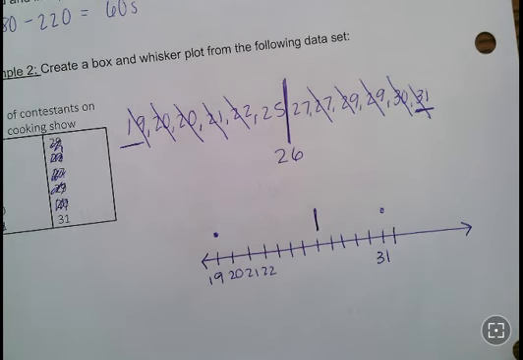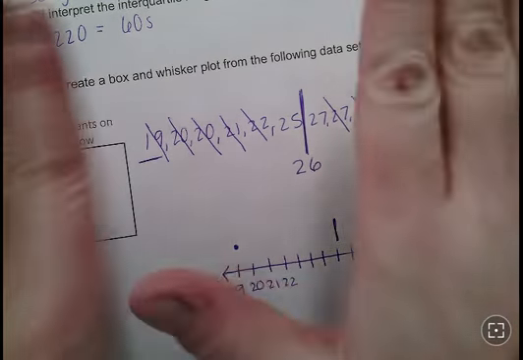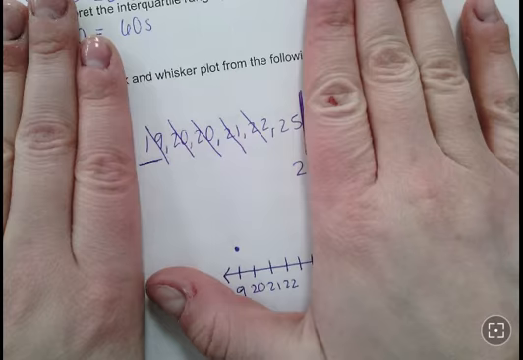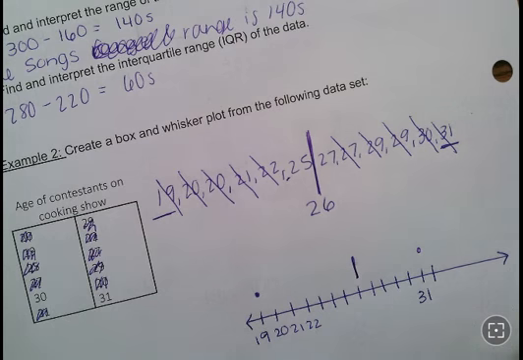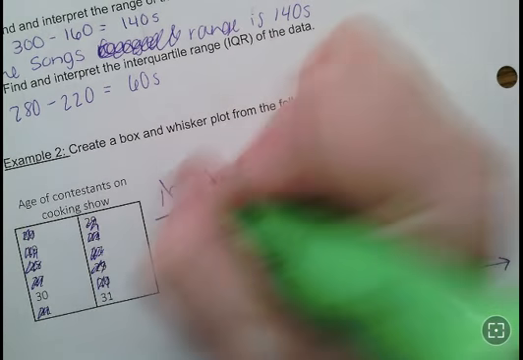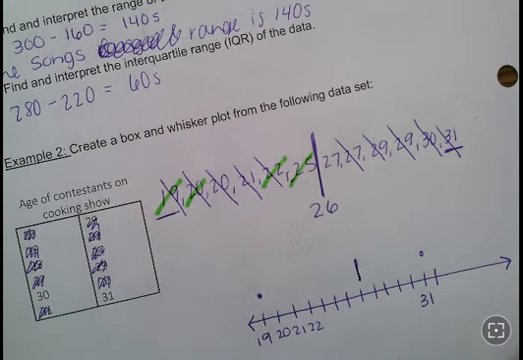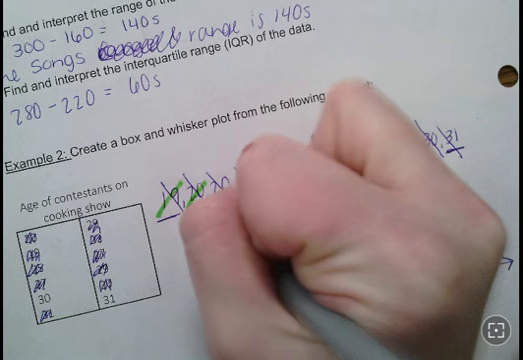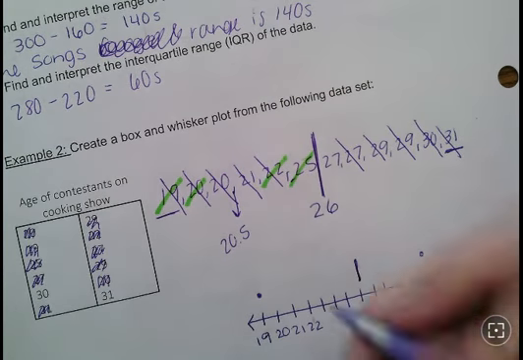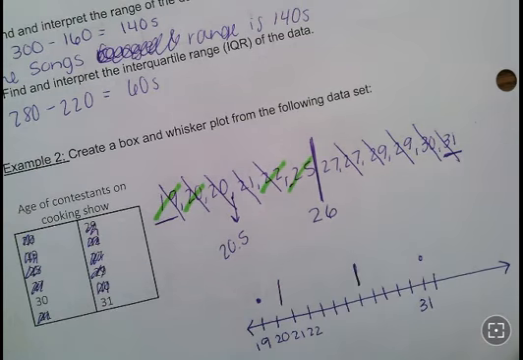Okay, now I need to find Q1. That is when I look at just this first set of data and I find the median of that. This is where you might want another color. Those go away. Halfway in between 20 and 21 is 20.5. So that's your Q1. We go to 20.5, which is here, and we draw the end of our box.